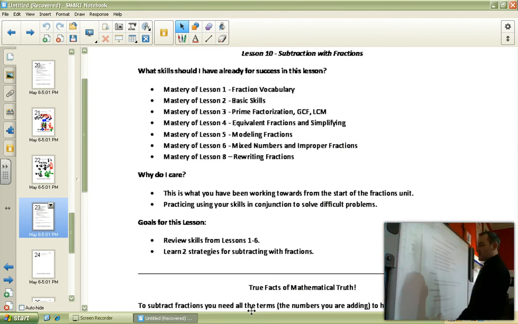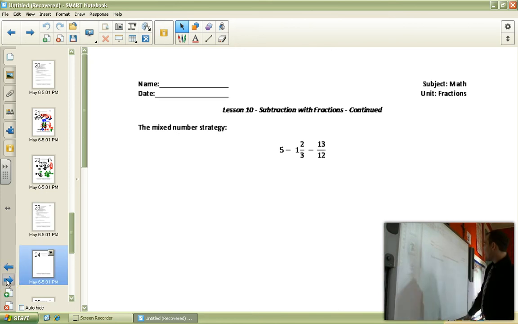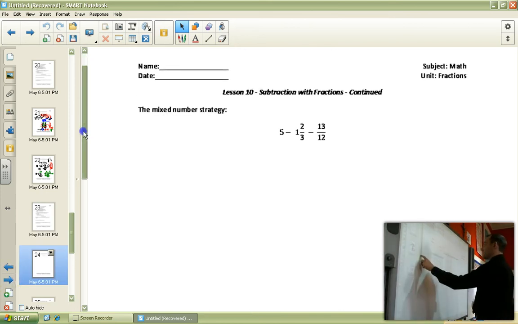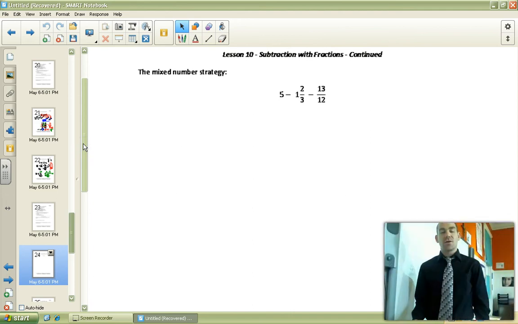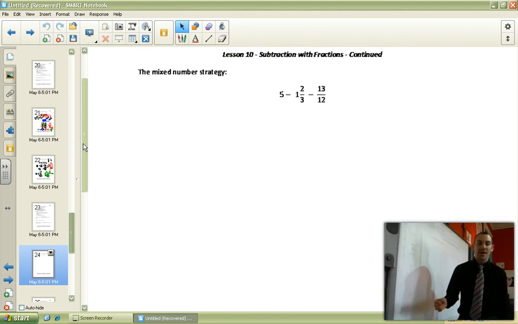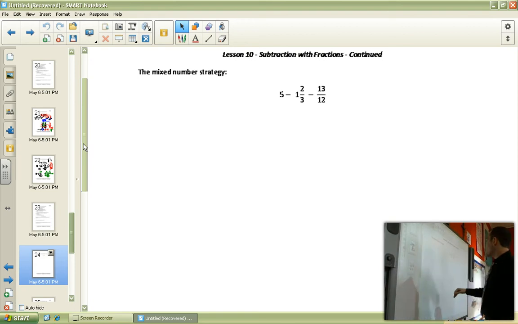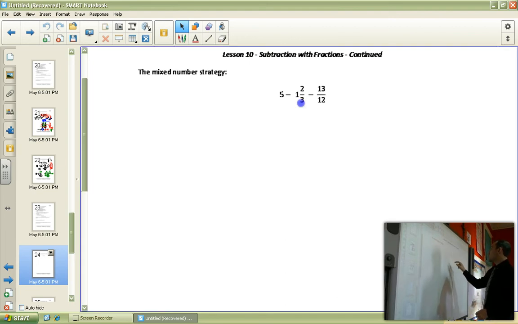Let's take a look at our first problem. And just like with addition, we're going to start with the mixed number strategy. So in this, we're going to write every number as a mixed number. In this case, we have 5. That's fine. We don't need to change that to a mixed number quite yet. 1 2/3 is already a mixed number, so we don't have to worry about that.